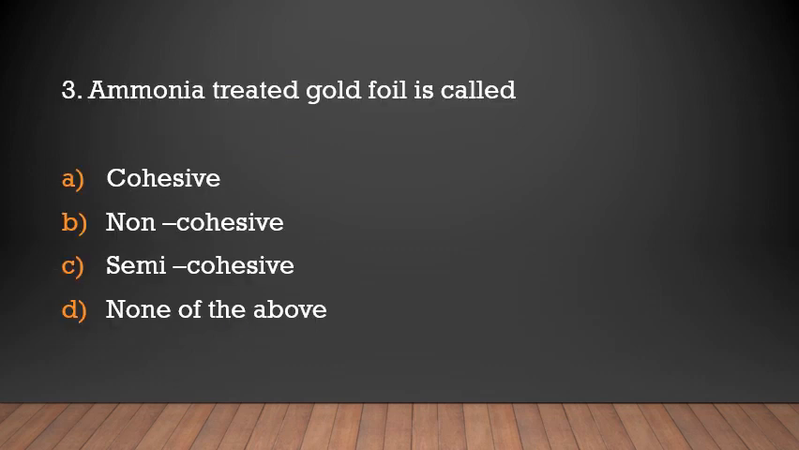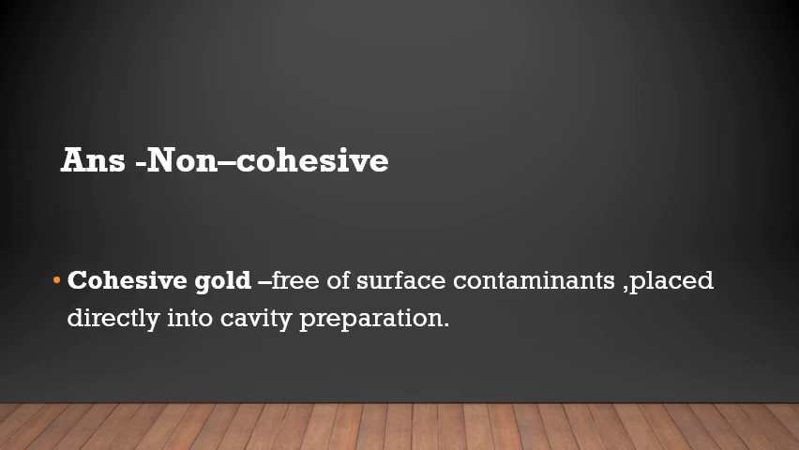Ammonia treated gold foil is called cohesive, non-cohesive, semi-cohesive, none of the above. Non-cohesive. Ammonia treated gold foil is known as non-cohesive and the coating prevents surface contamination. In cohesive gold, it is free of surface contaminants and placed directly into cavity preparation.